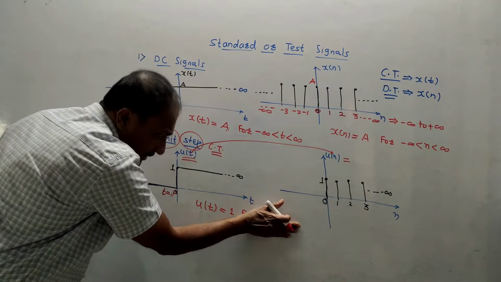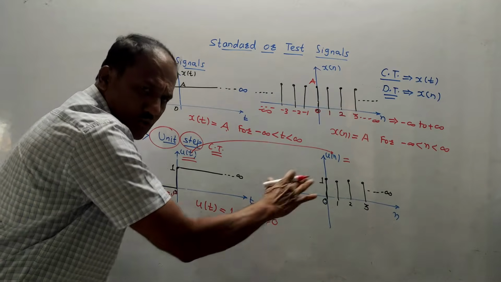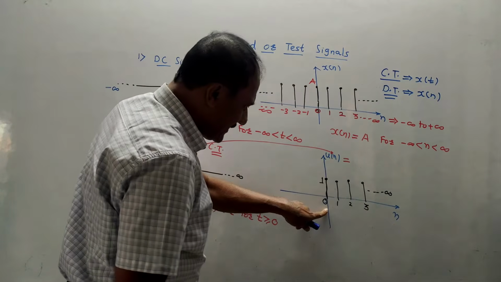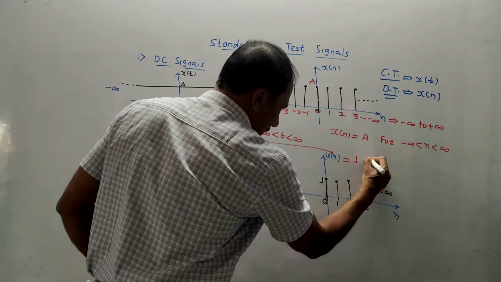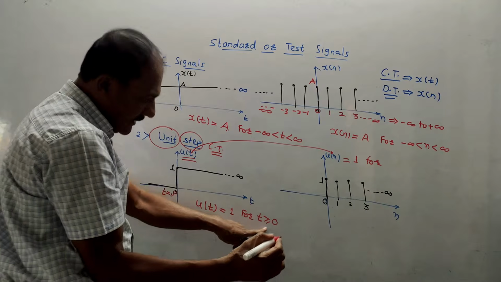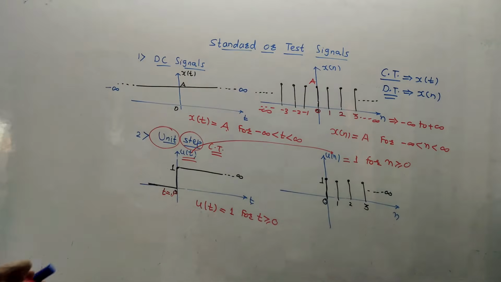If you won't remember this, you can well write like this: it is equal to 1 from t equals 0 to infinity. It is quite valid. In case of the discrete signal, its amplitude is 1 for the same logic. Here I have written t greater than or equal to 0, here I will write n greater than or equal to 0.